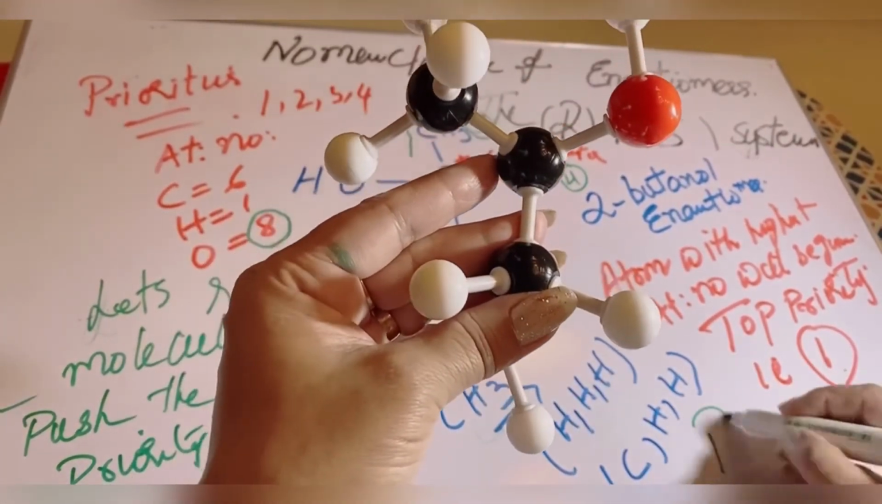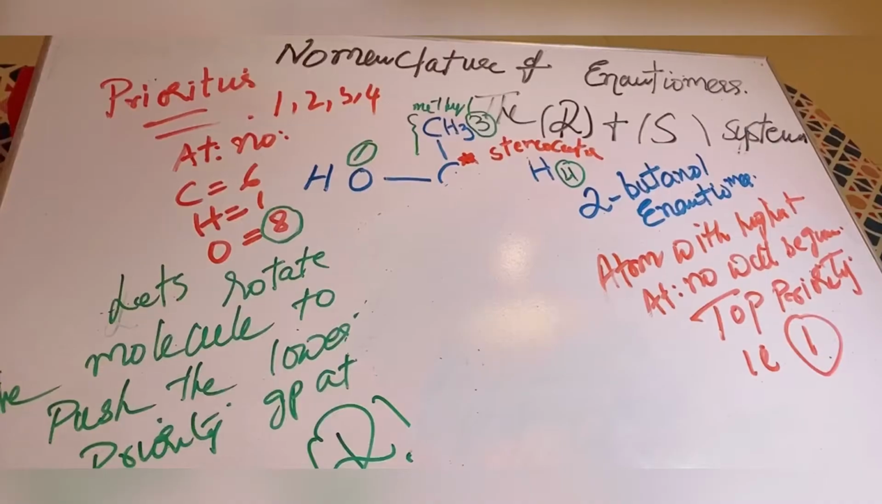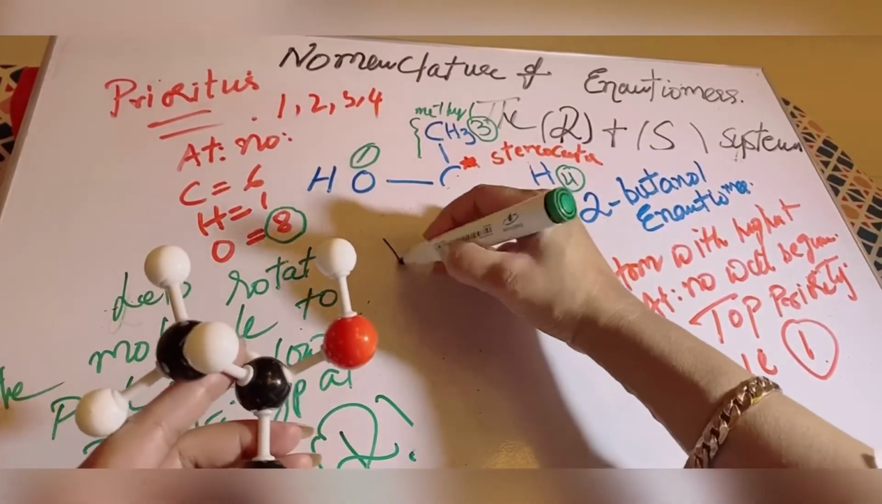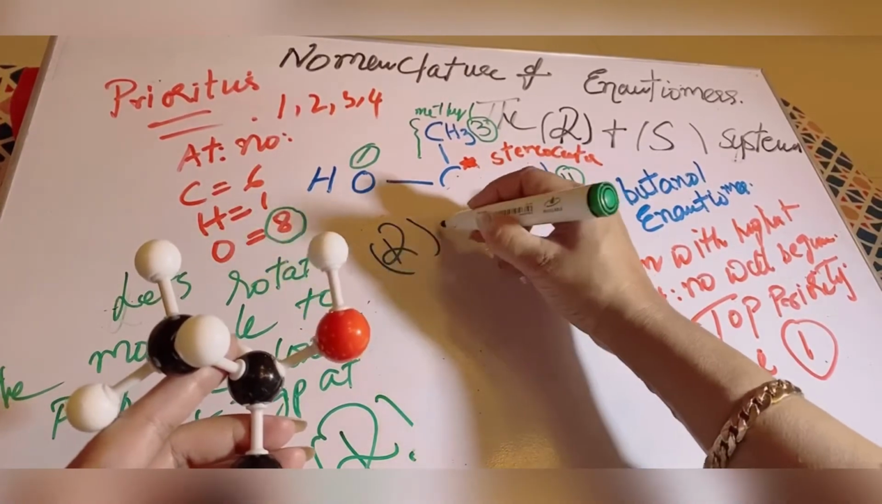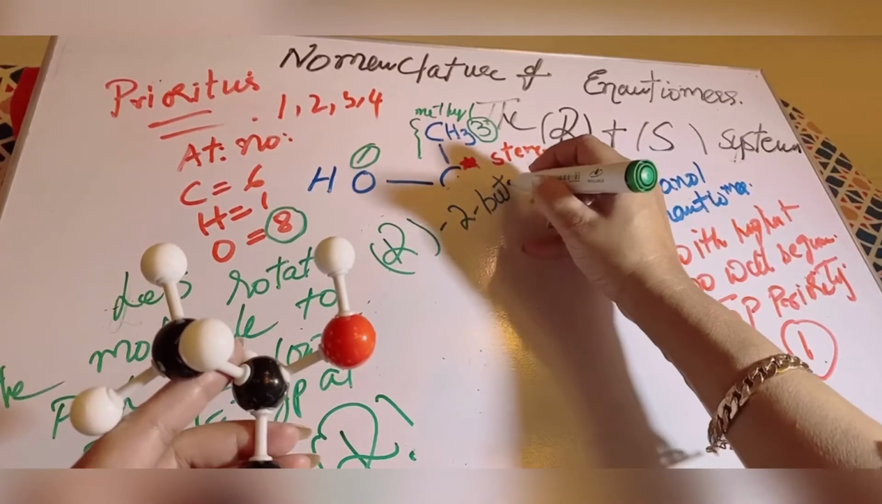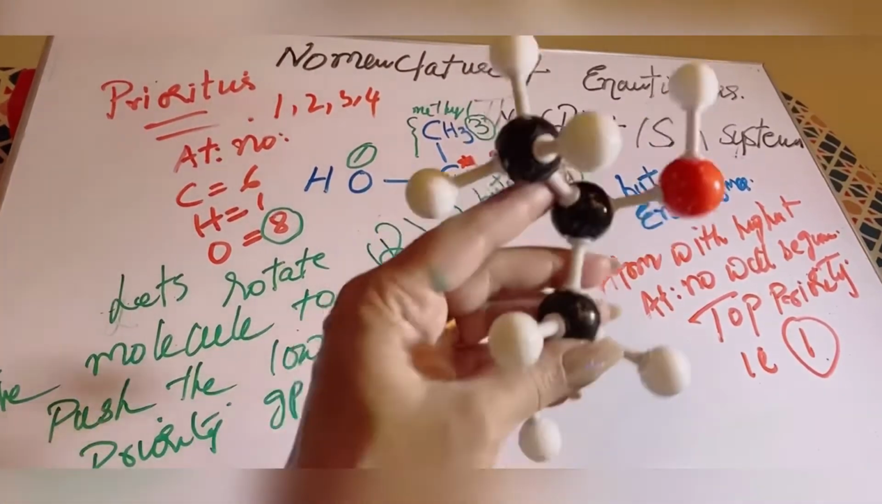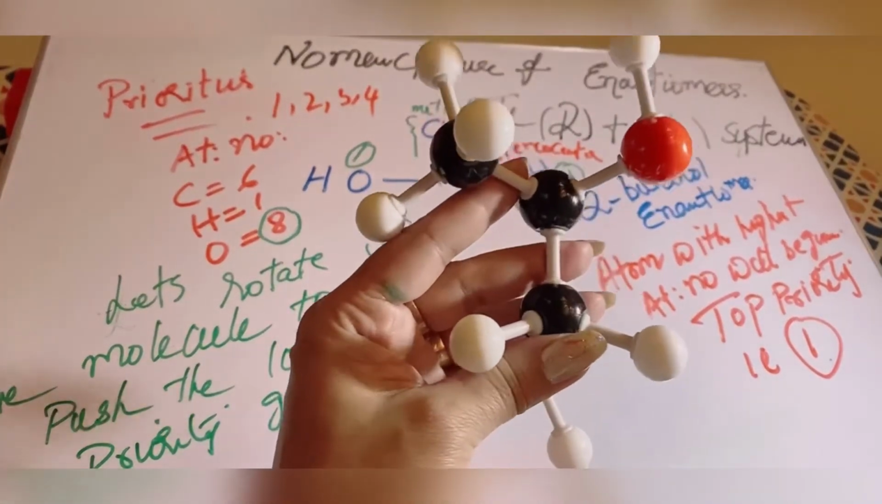So in our case it is clockwise, and you can simply call it R-2-butanol. You will call this molecule R-2-butanol. This would be the name of our compound, which is this, that is R-2-butanol.